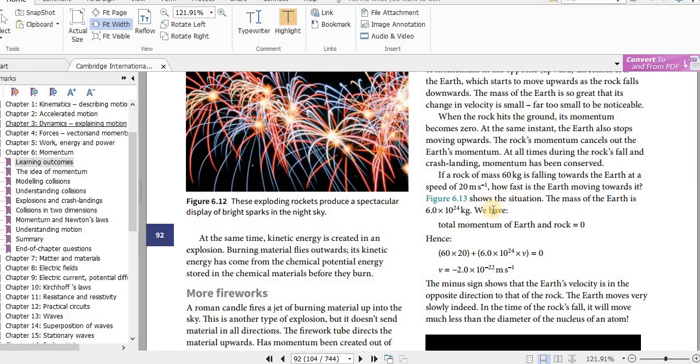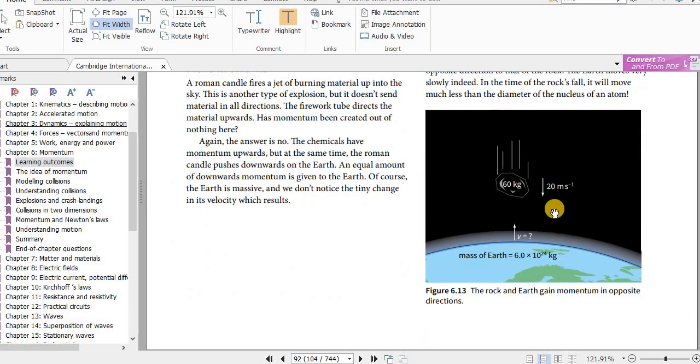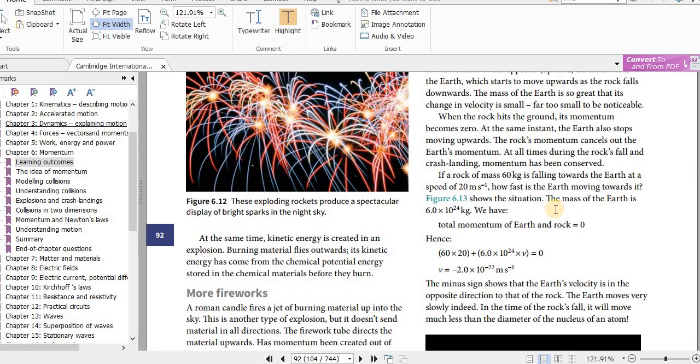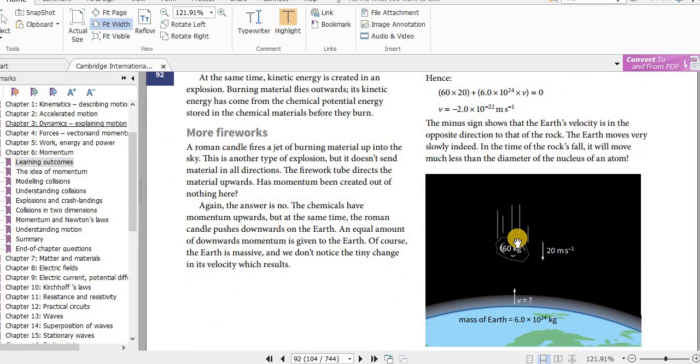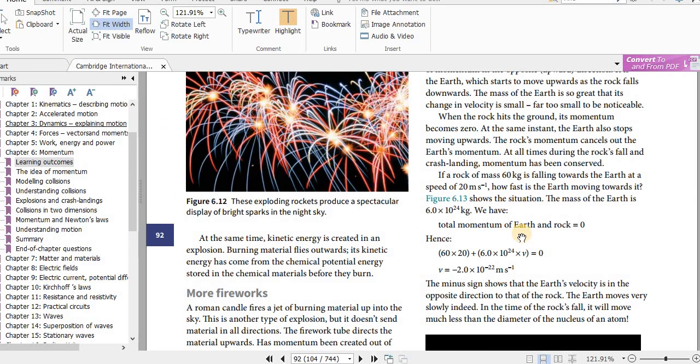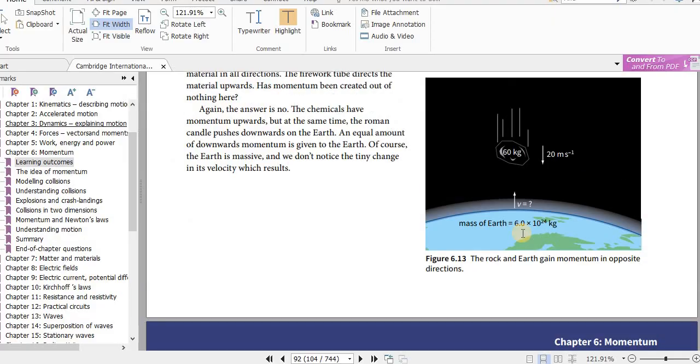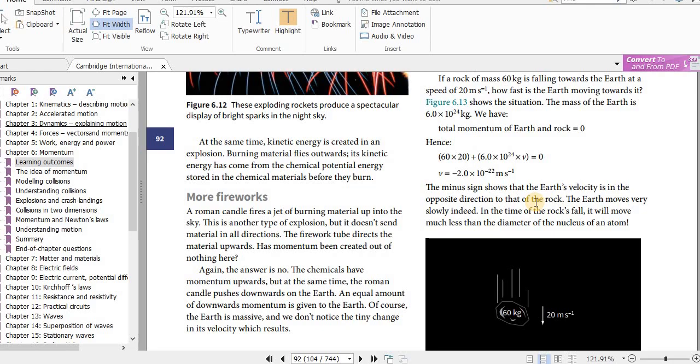Okay, so first we will see the total momentum of earth and rock equals 0. So we can just hold it and release it. And the earth we can also say is not moving, like we see it's not moving, right? The way we see it from this level as a person, we don't see the earth moving, but actually it is moving.